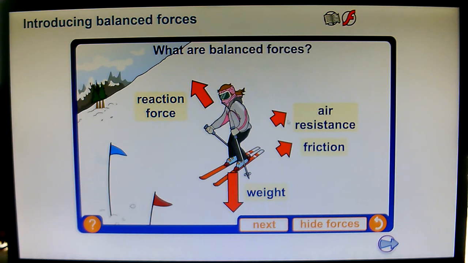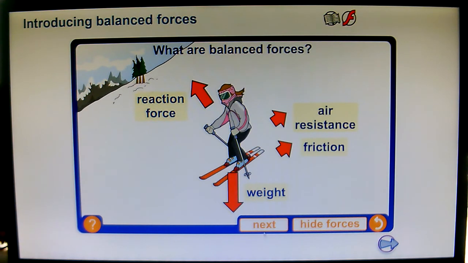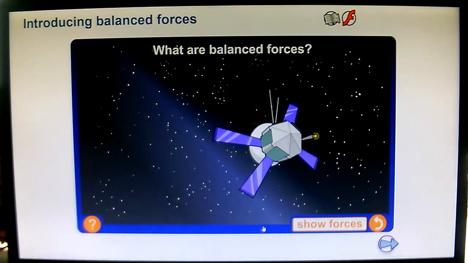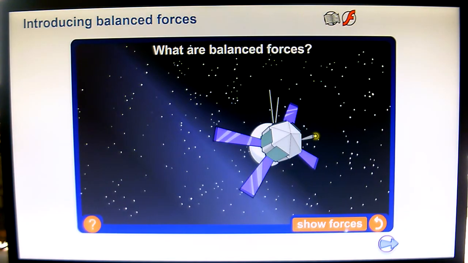These forces are going to be balanced. So again, because the skier is moving, they are going to continue moving at the same speed because the forces are balanced.